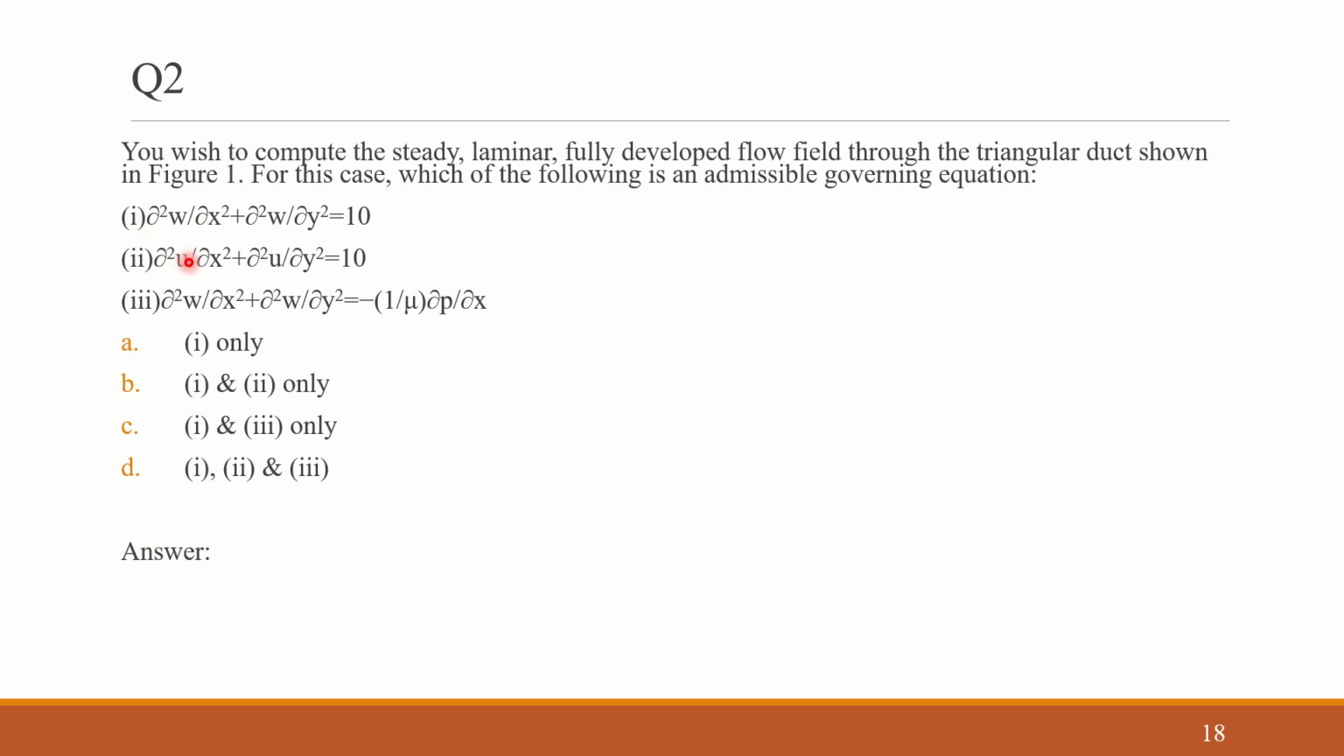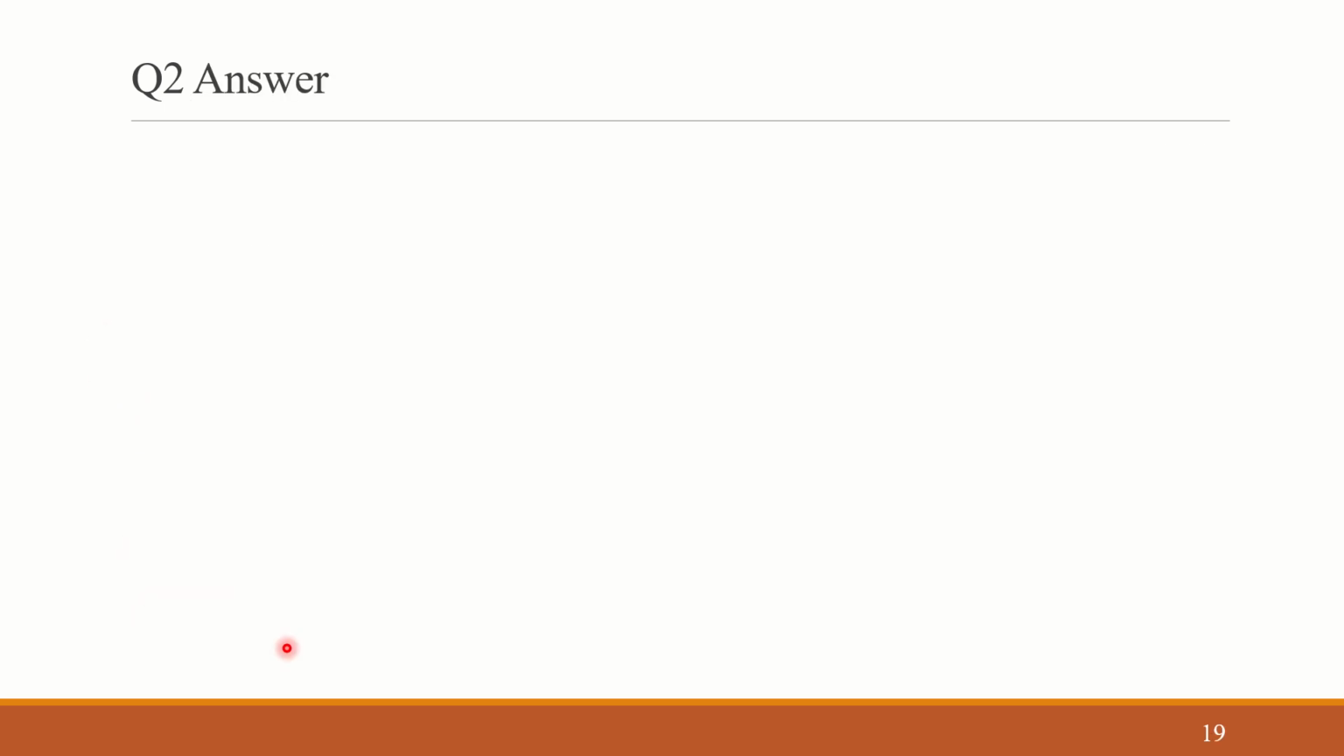Second one, the u component velocity is not there, so it is not true. Third one, the RHS is mentioned as ∂p/∂x, but the answer is ∂p/∂z. Therefore the third statement is wrong. Because of that, the right option is option A, one only. So now we will see option A, one only.